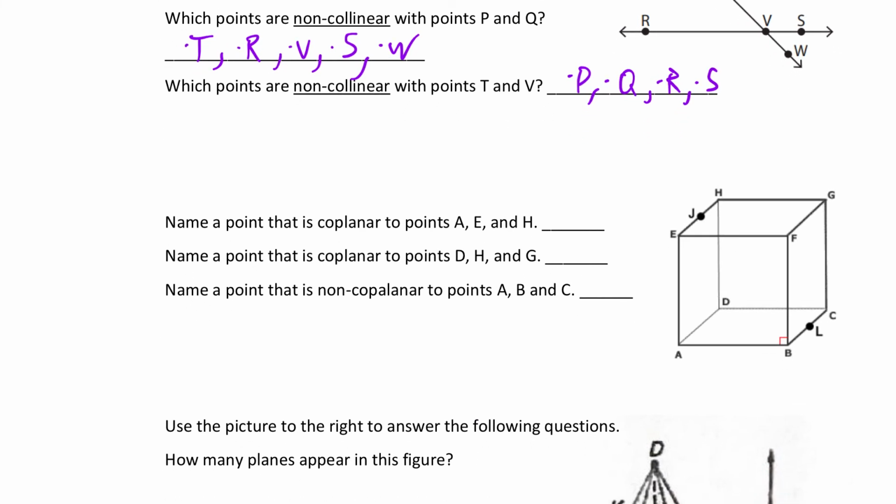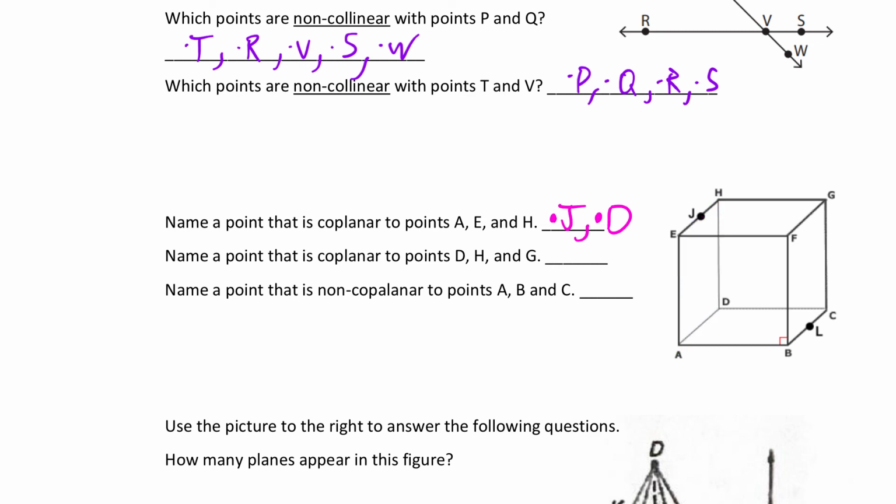All right, next one. Coplanar. So go back and look at what coplanar means. Okay, on the same plane or on the same flat surface. So name a point that is coplanar to A, E, and H. So here is A, here is E, and here is H. So that's talking about this plane right here. Actually there are two. J is one and D is another one. Coplanar means on the same flat surface.